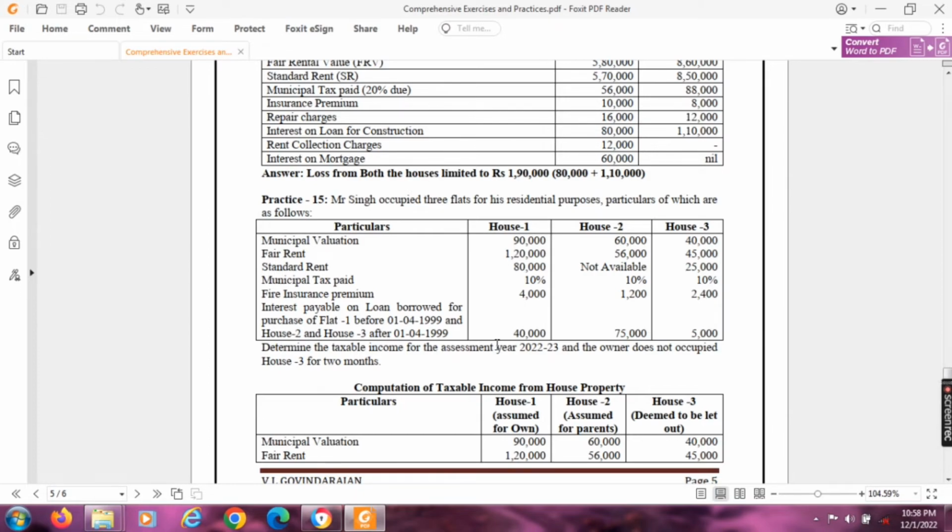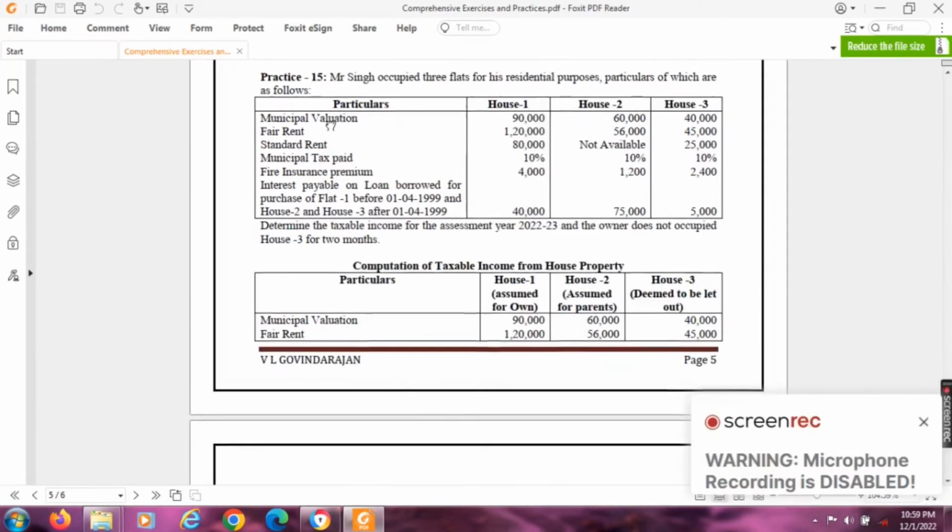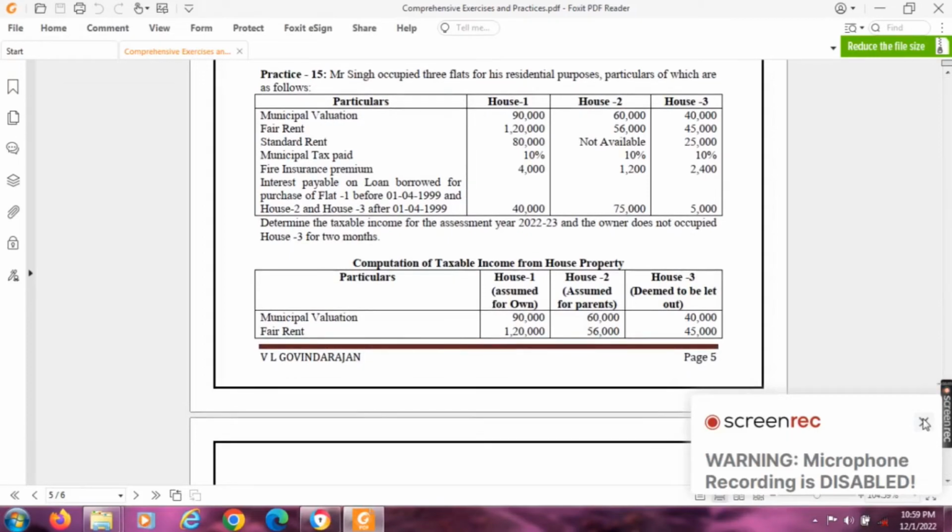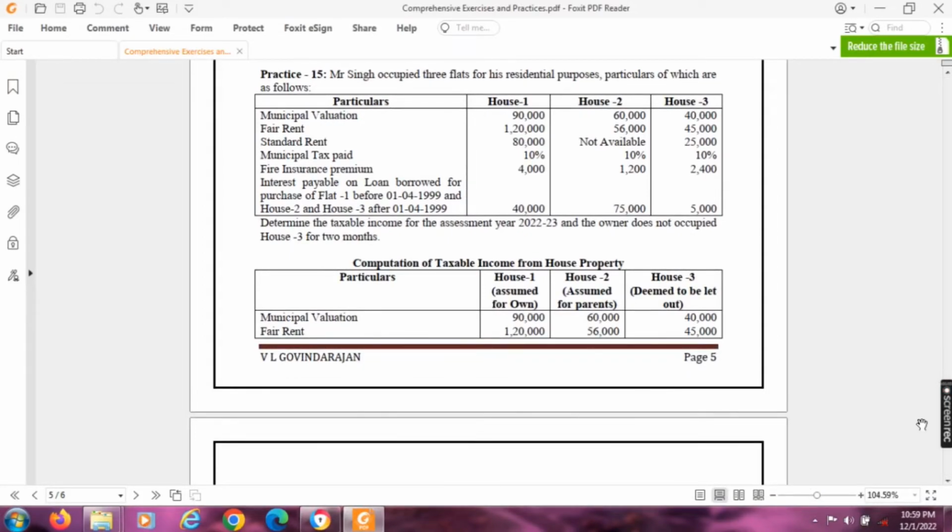Municipal value: first house 90,000, 60,000, 40,000 respectively for house 1, house 2, house 3. Fair rent 1,20,000, 56,000 and 45,000 respectively. Standard rent, municipal taxes, and financial premium are not given.